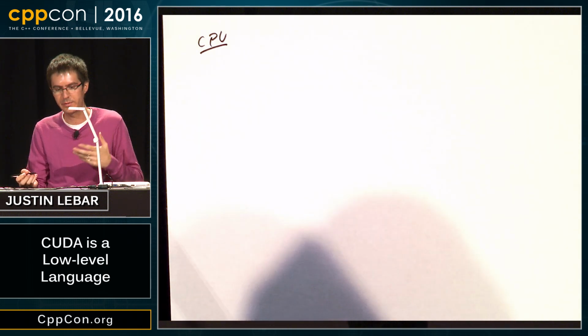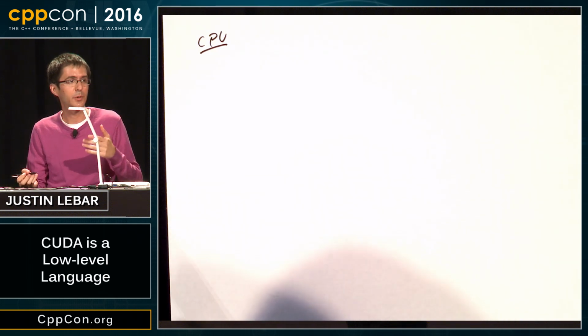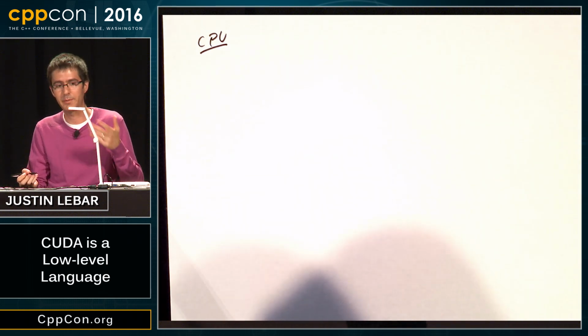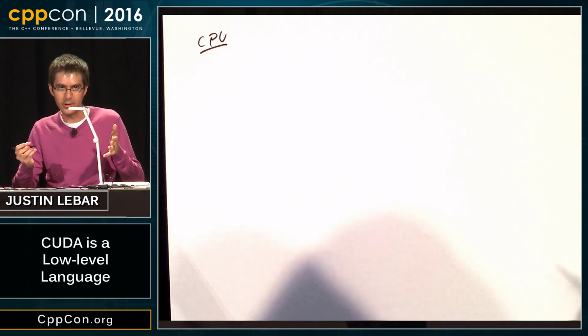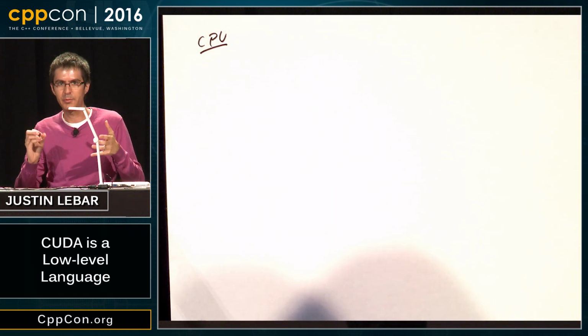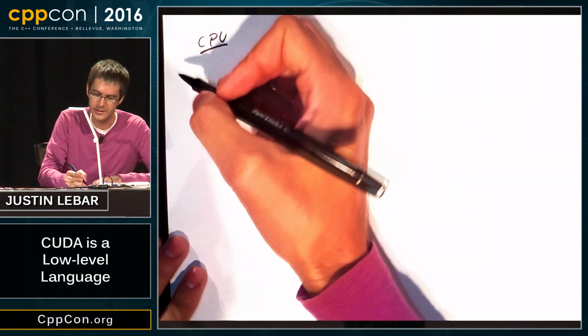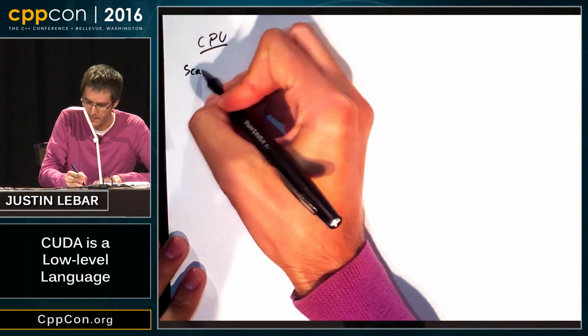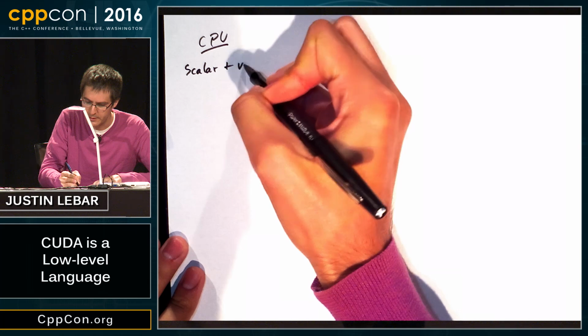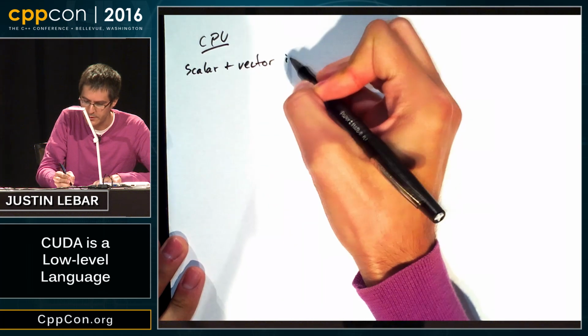Okay, so the first piece of complexity that I notice on a CPU is that a CPU has both scalar and vector instructions. Like on a modern CPU from Intel, you can do add EAX, or you have some vector instruction operating on vector registers, right? So the CPU ISA has scalar and vector instructions.